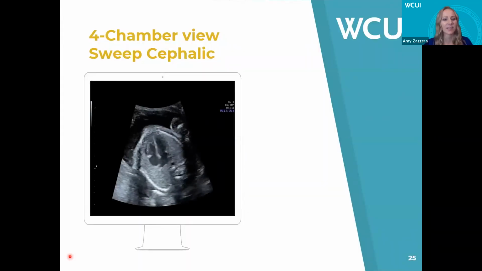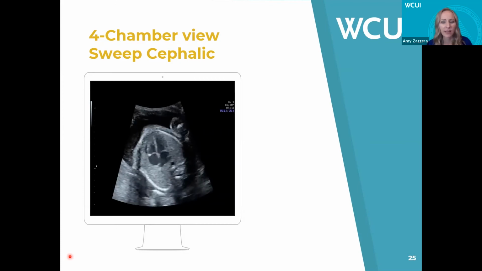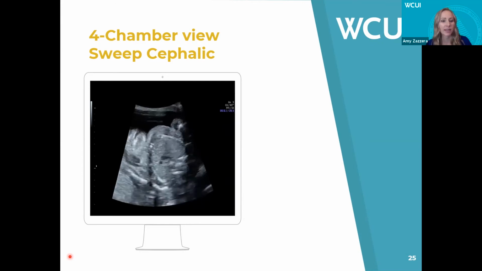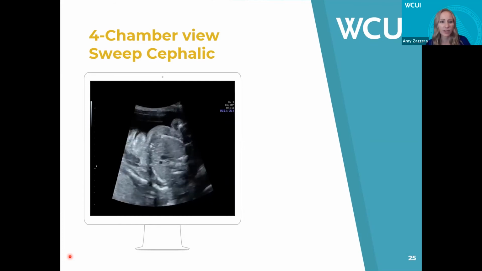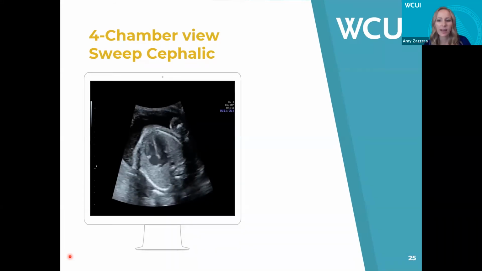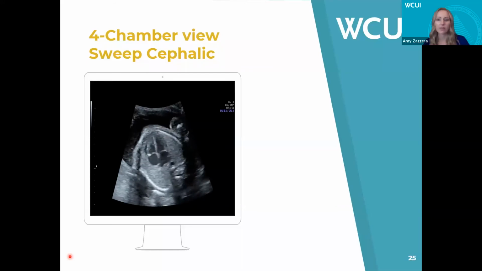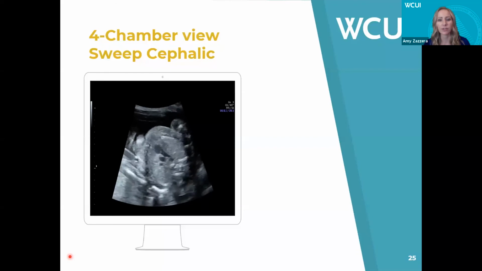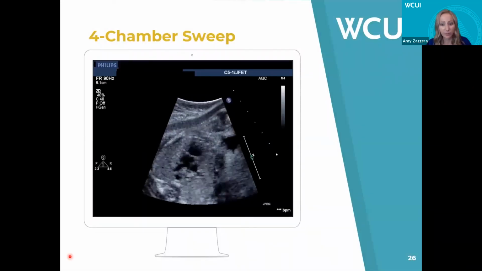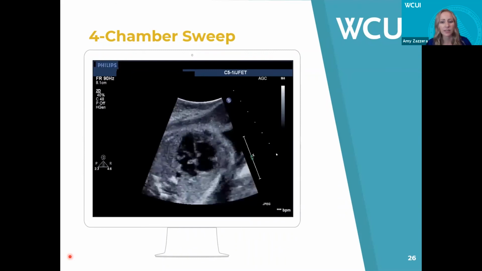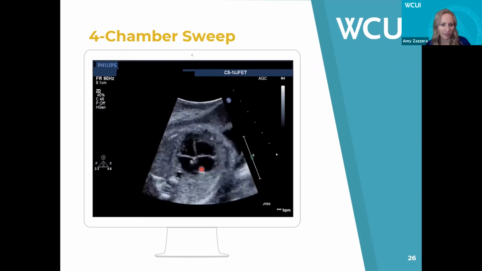All right, so this is a beautiful sweep from the 4-chamber view, and we're sweeping up towards baby's head, sweeping cephalic. And I love this view because we see so much in it. We start with that 4-chamber, and then we go up and we see those outflow tracts cross. So we always want to see the crossing of the outflow tracts. And then this is a very similar sweep, but we're really going to get into that 3-vessel view. So 4-chamber, outflow tracts, 3-vessel view.